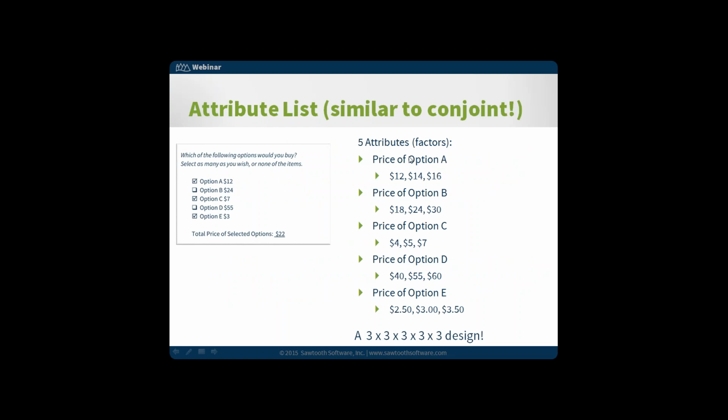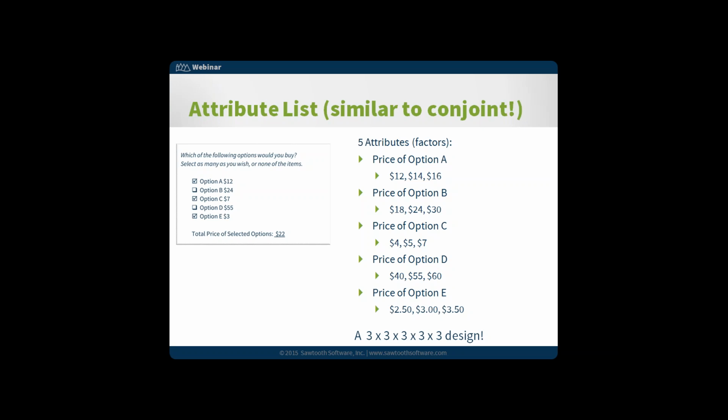So when you think about this menu with 5 items on the screen with prices, each option, for example, we might think of the price of option A as having 3 possible prices, $12, $14, and $16. And similarly for all 5 items, we could think of a 3 by 3 by 3 by 3 by 3 experimental design. Or we could have had a 4 to the 5th if we wanted each option to have 4 price levels. So this is like a conditional pricing matrix that you might think about for regular CBC, but we're going to think about the experimental design as if it is 5 attributes, each with 3 levels.